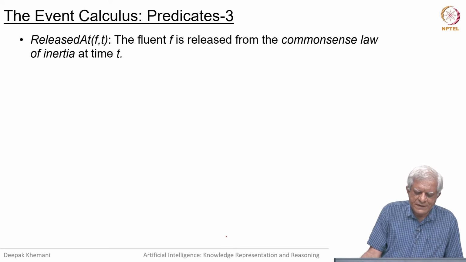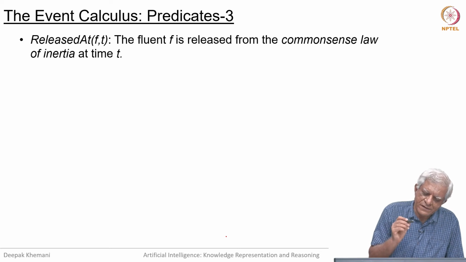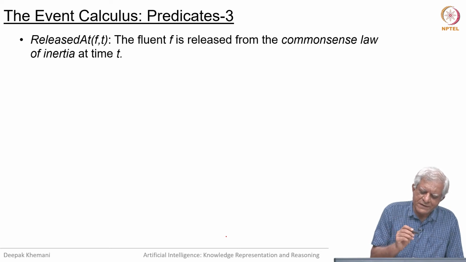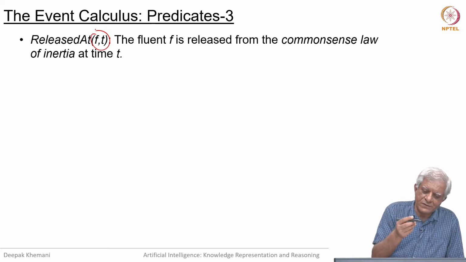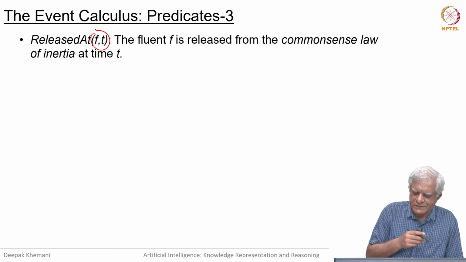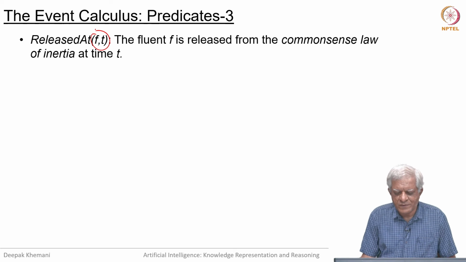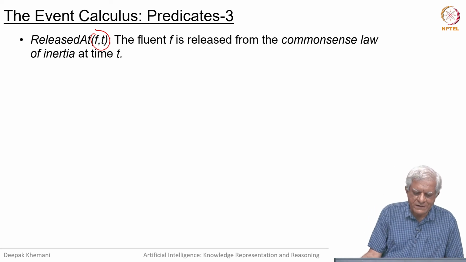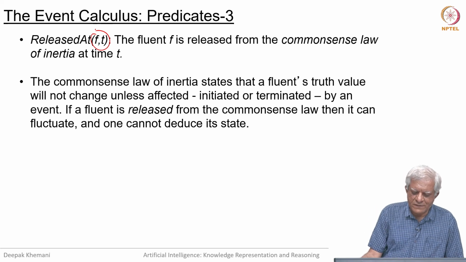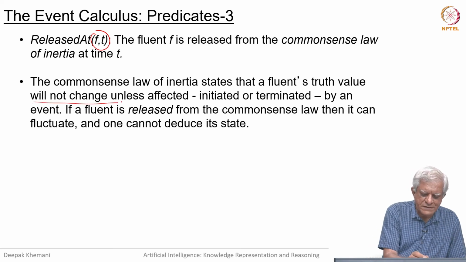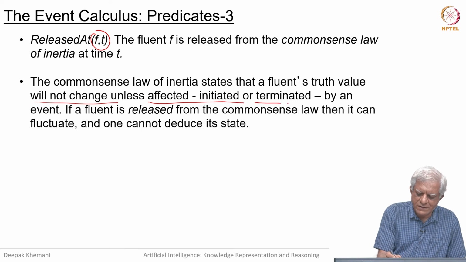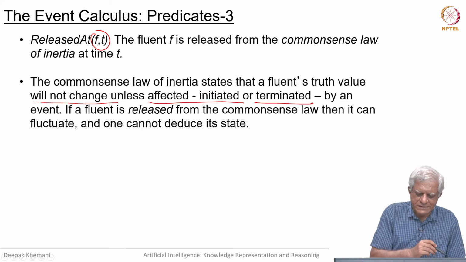So, we have a predicate called Released. Keep observing that the arguments to the event calculus predicates are predicates from first order logic. The fluent F is released from the common sense law of inertia at time t. What is the common sense law of inertia? It says that a fluent's truth value will not change unless initiated or terminated by some event.